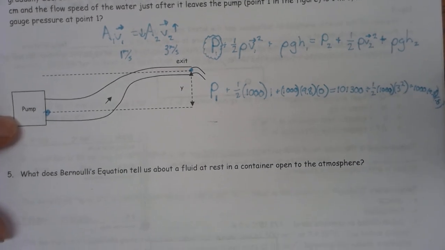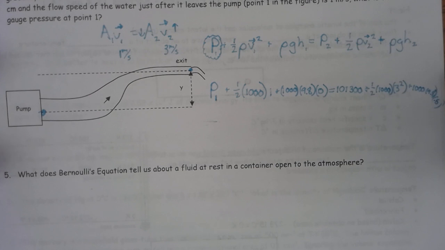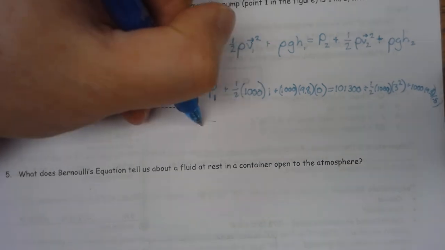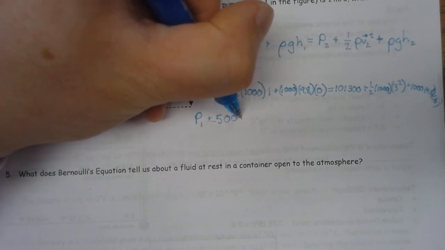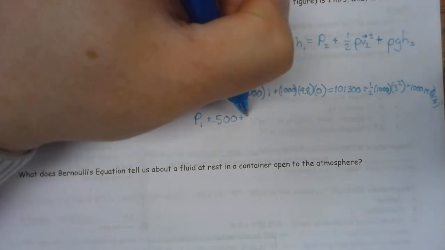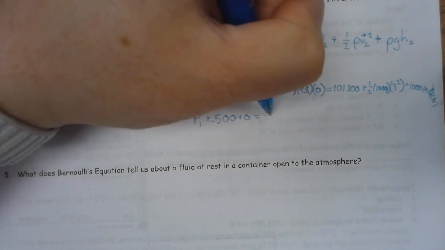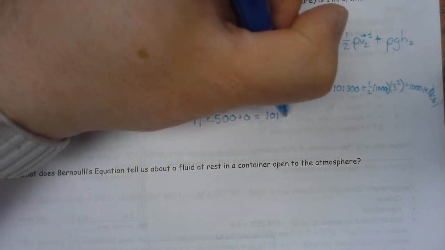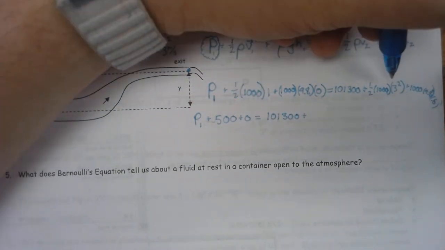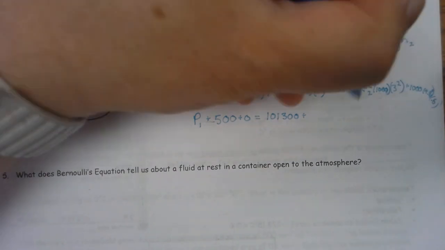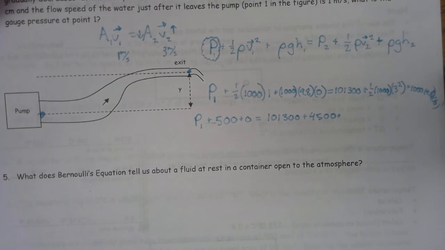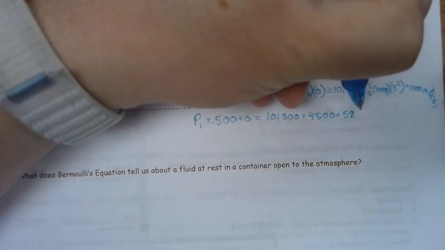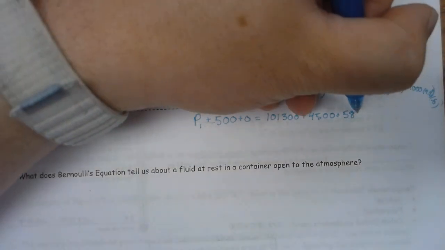All right. Well, that's not too bad. Pressure 1 plus 500 plus 0. Oh, that's going to save us space. Equals 101,300 plus 9,000 cut in half is 4,500, plus, I don't expect you to do this in your head. I've been here enough to have multiples of 9.8 memorized.